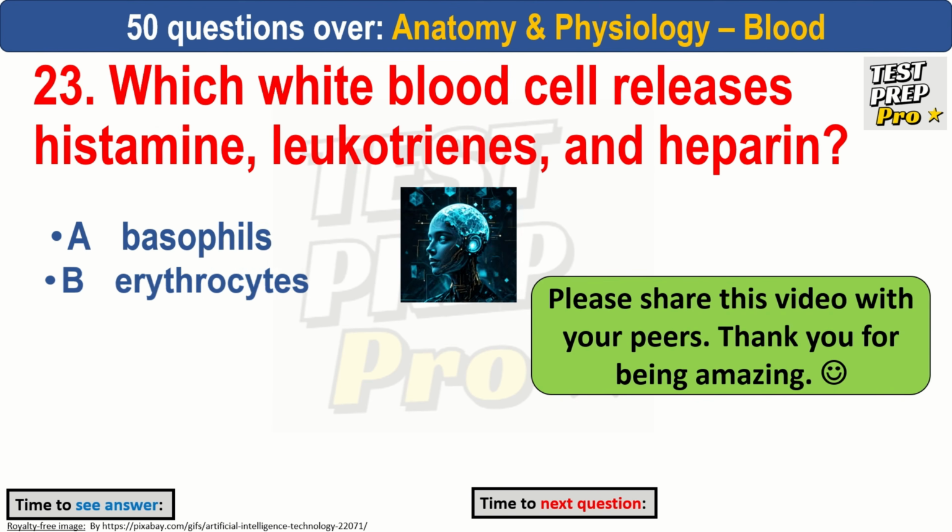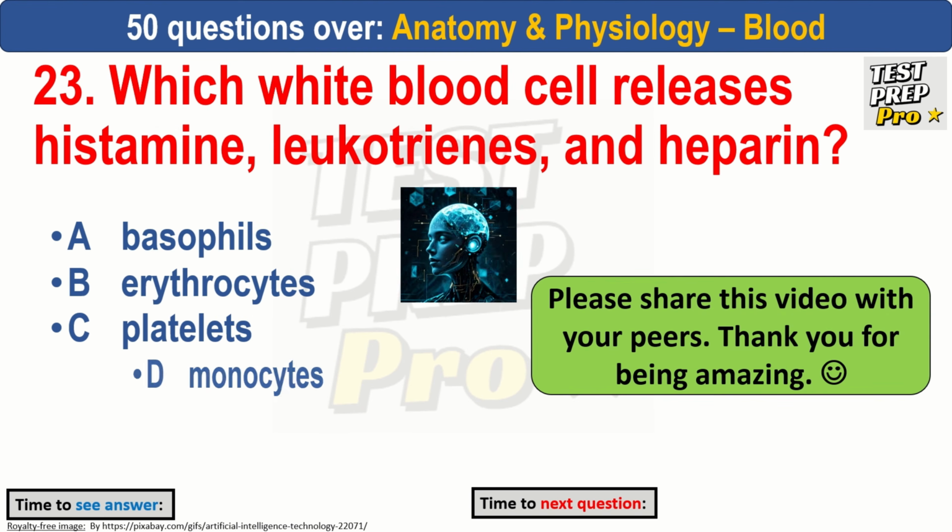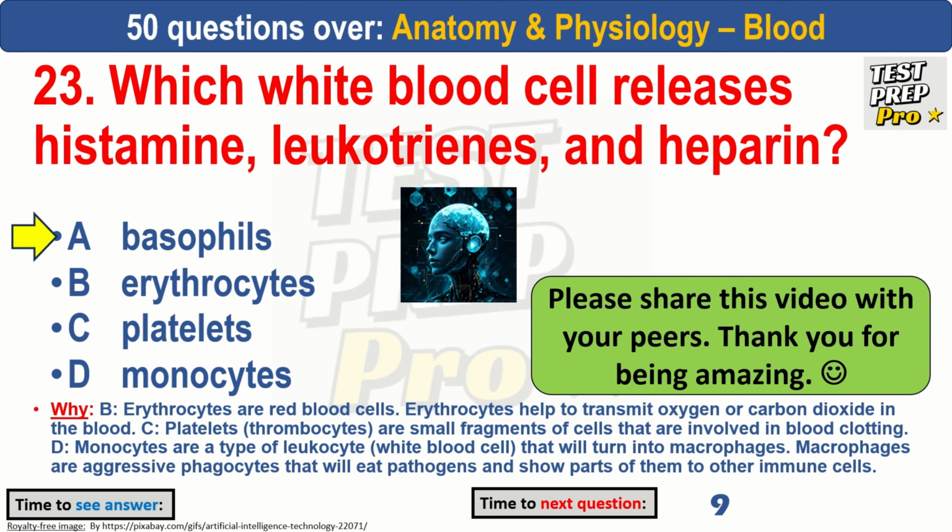Which white blood cell releases histamine, leukotrienes, and heparin? Is it A, basophils, B, erythrocytes, C, platelets, or D, monocytes? So which one releases all of those little chemicals? It would be A, basophils. They're going to help you. Basophils are heavily involved in the process of people having really strong allergic reactions. That's one of the big functions that they do.